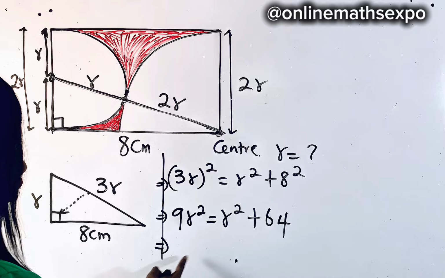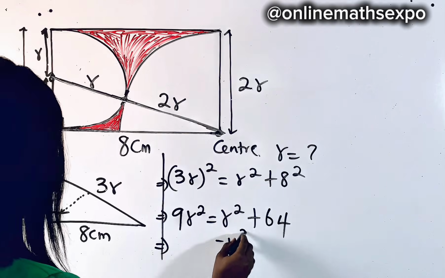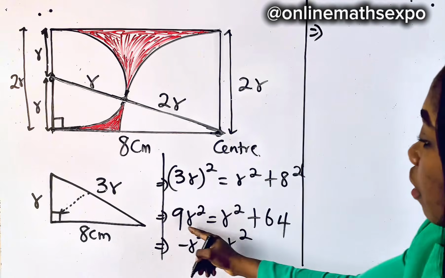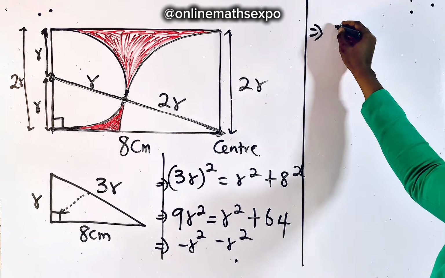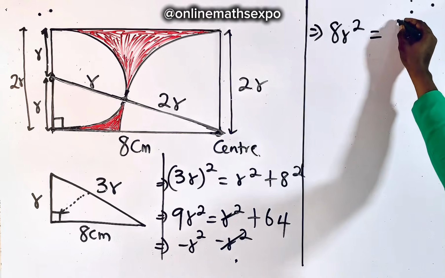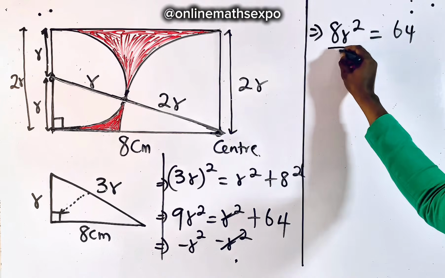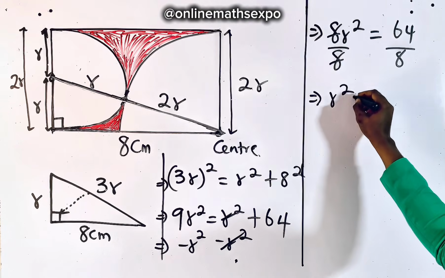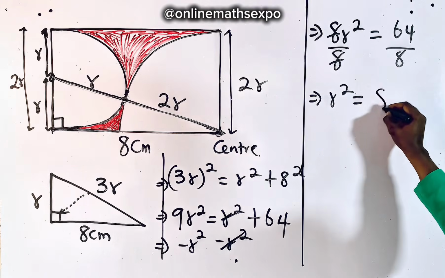We are going to now have to remove this. You subtract r squared from both sides. Let's keep solving to have 9r squared subtract this gives us 8r squared. Then this cancels. We now have 64. To remove 8, divide both sides by 8. This cancels. We have r squared is, divide this, it gives you 8.